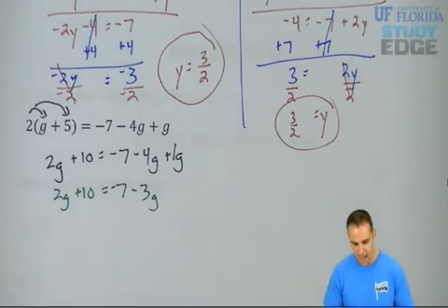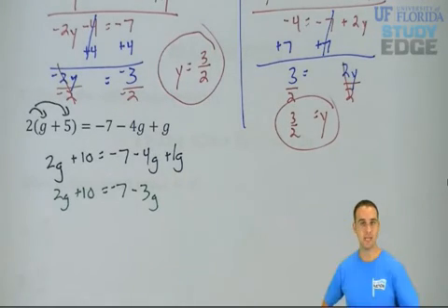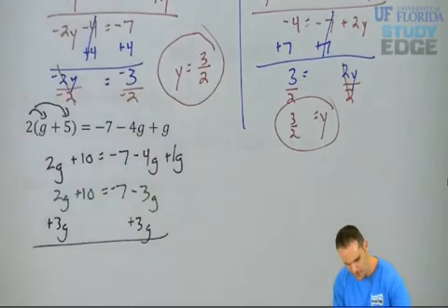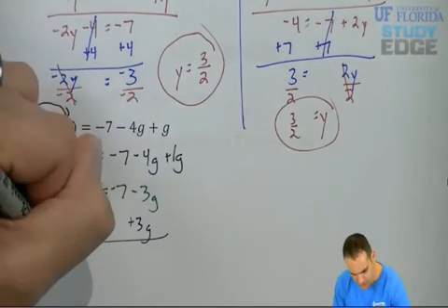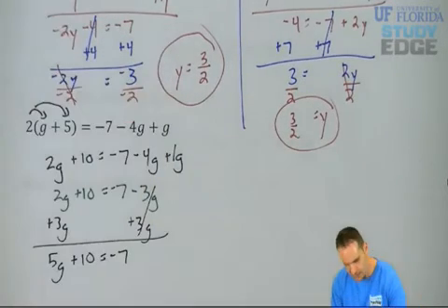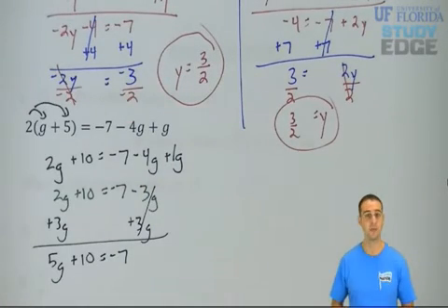So next up, I'm going to move my variables to the left. I'll add 3G to both sides. 2G plus 3G is 5G, plus 10 equals negative 7, and the 3G's cancel.